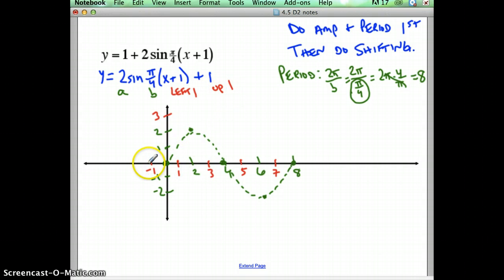So if I go to the left 1 and up 1, that would put me right here. This to the left 1 and up 1. Here to the left 1 and up 1. Here to the left 1 and up 1. And then to the left 1 and up 1. Okay, connect those dots.